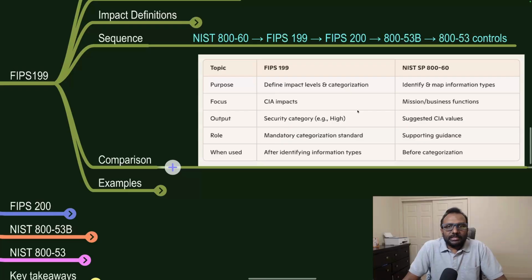Then the role: what is 800-60? It's supporting guidance, because without identifying the information system we cannot do a categorization. And this FIPS 199 is a mandatory standard. It should be followed by the federal agencies, and it can be very good documentation for other organizations as well. If SP 800-60 is done, or the information system classification is done before the categorization, and after identifying the information type, we will do the categorization. This is an important document which needs to be understood.